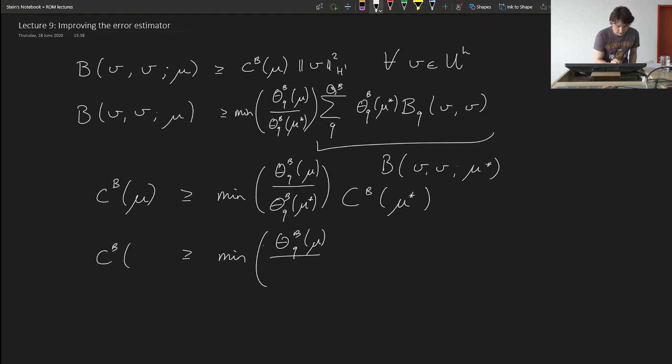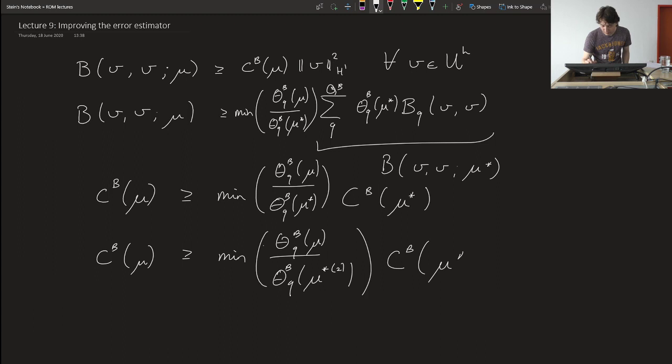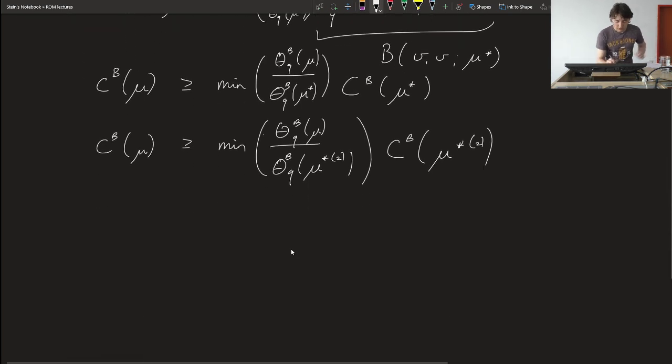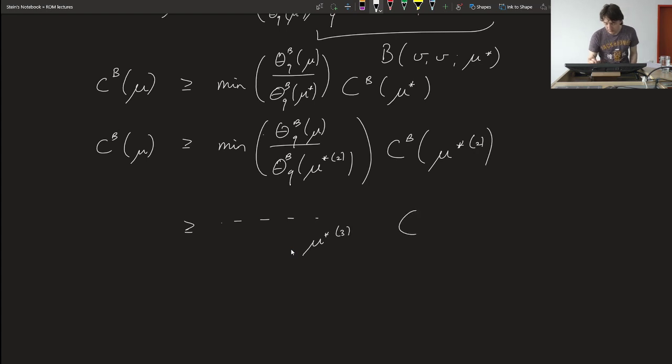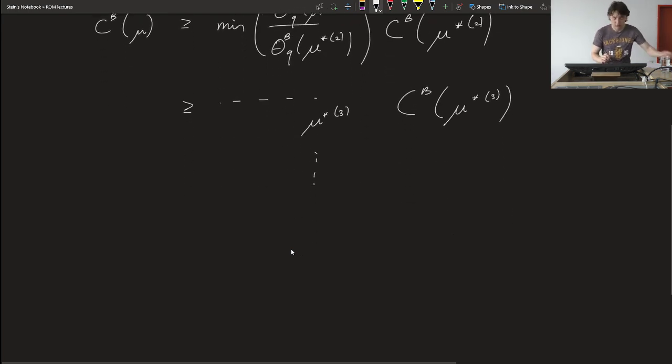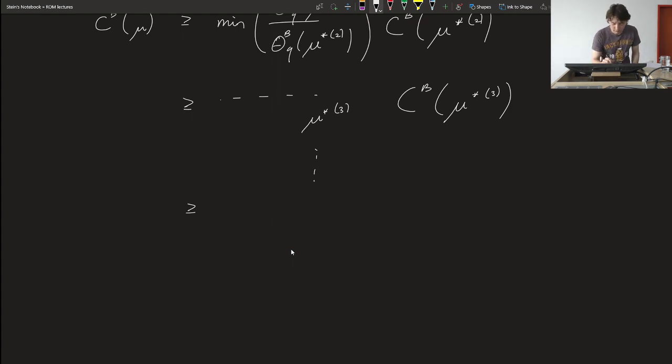So I know that CB at mu is also larger than the same statement for some other reference point. I'll call this reference point number 2, times the CB at reference point number 2. And similarly, I can do this also for reference point number 3, multiplied by CB at mu reference point number 3. And I can keep on doing this for m reference points.